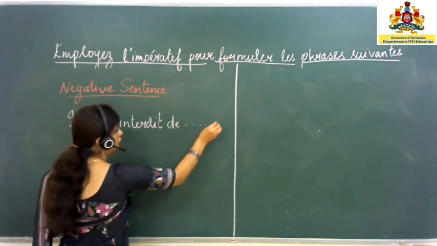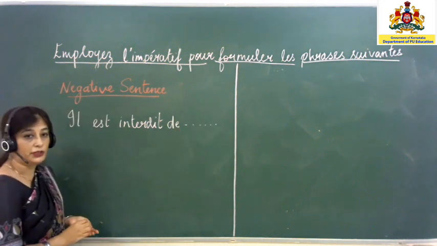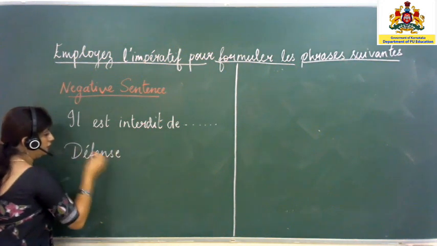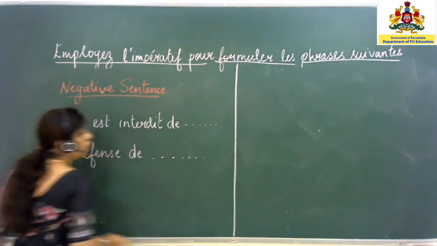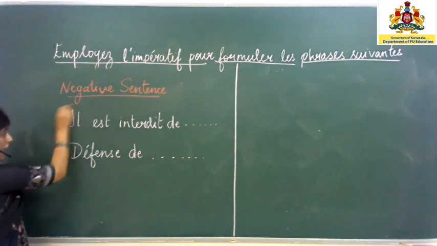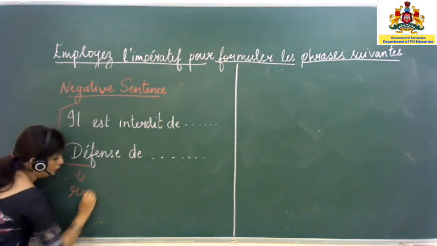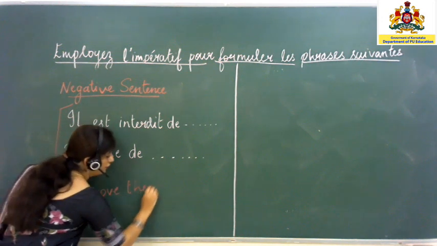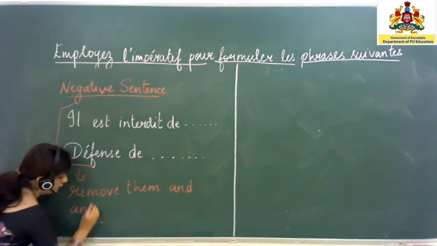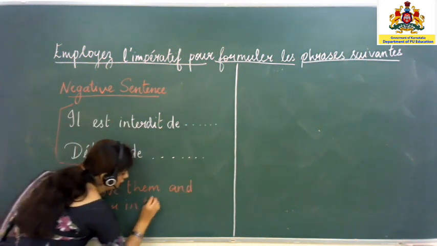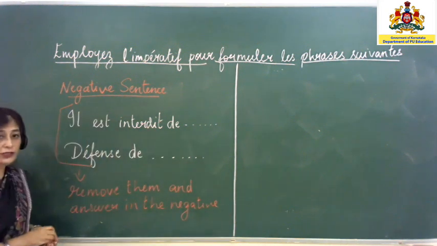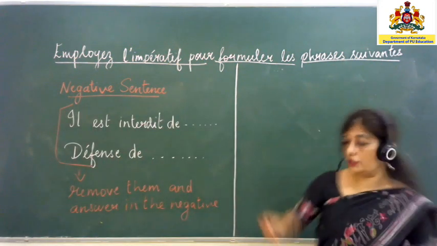It is forbidden to. Il est interdit de. It is forbidden to. Or if you have défense de. When you have these two phrases given in the question, you have to remove them, okay, and answer in the negative. What do I mean? Let's see an example each.